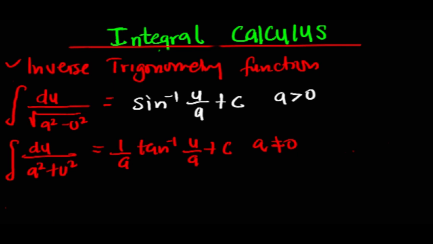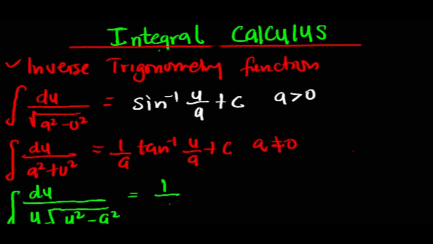So the next one that you can have is when you're talking about the integral of du divided by u times the square root of u squared minus a squared. Whenever you're given anything like this, it is the same thing as writing 1 over a, then sec inverse of u over a, plus c.